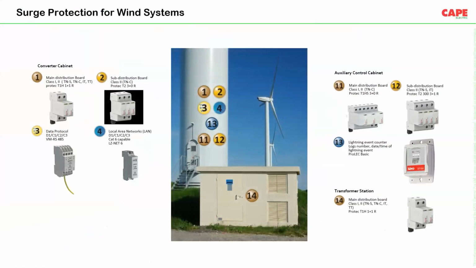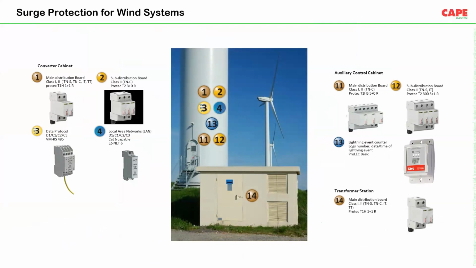For the wind system, again, we can use SPDs for TNS or TNC system. In the wind, normally in the distribution board, there is no neutral. So we have to use a 3-pole SPD for that. Then again, we have to use different RS-485 communication SPDs. LAN communication also happens there. For that, we need to use a Cat6 SPD.